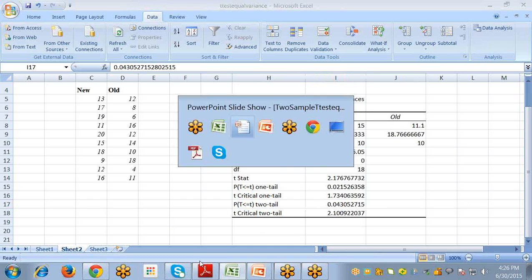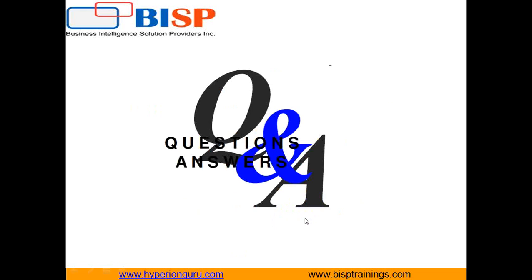So this is how the t-test for equal variances works in Excel.